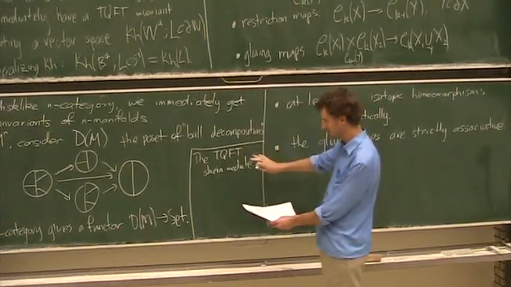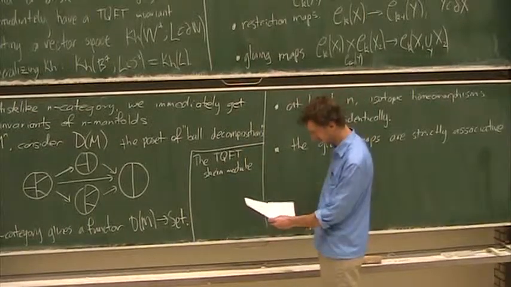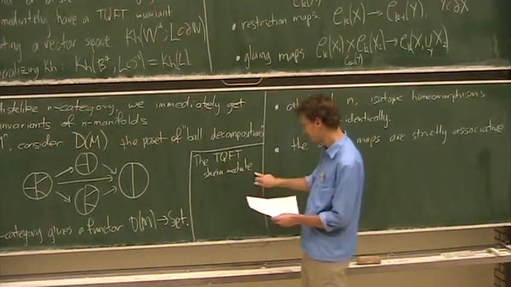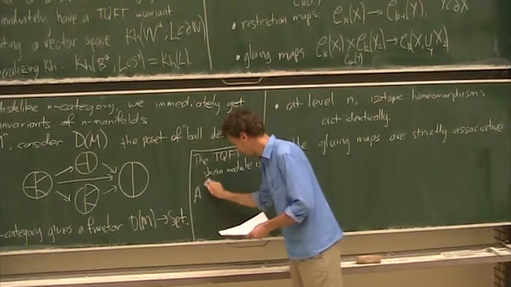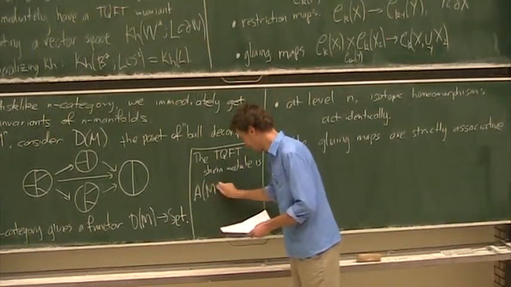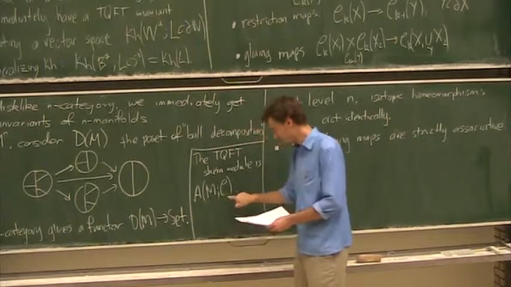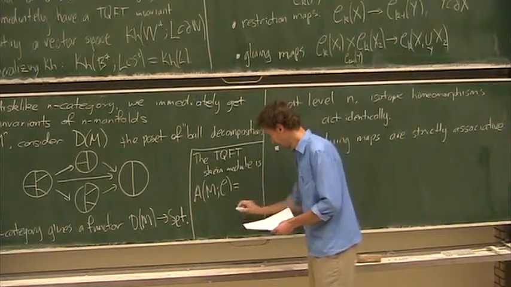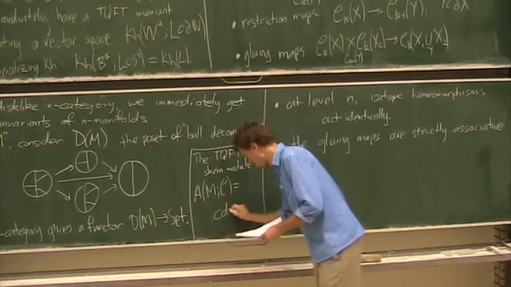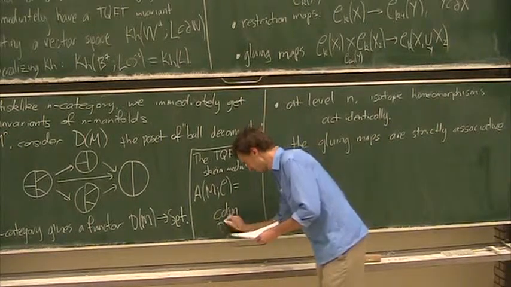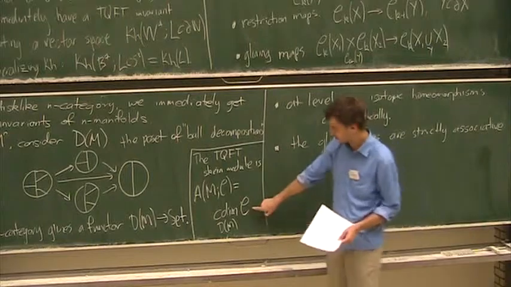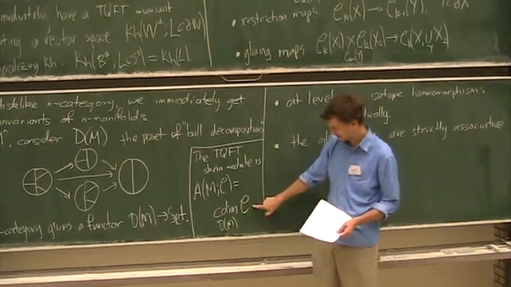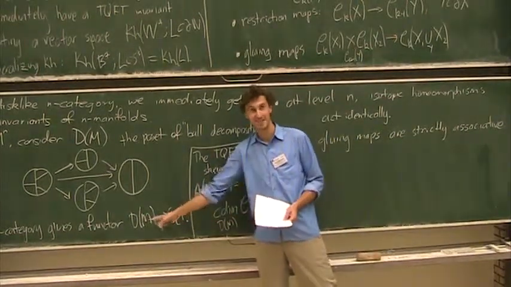These aren't numerical TQFT invariants, these are vector space valued TQFT invariants. The TQFT skein module is called A for these sorts of things. I think of this as pairing an n-manifold with an n-category. And all that it is, is the colimit along this poset of that functor. So I'm using the notation C here, and just writing A again for this functor.